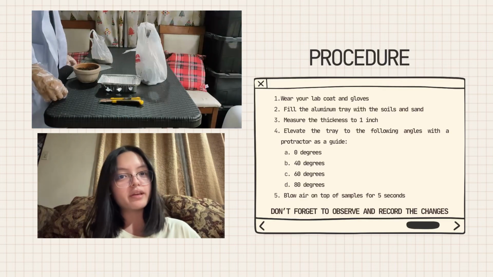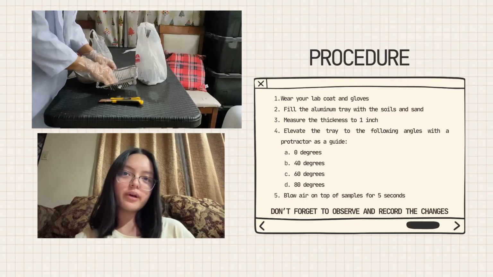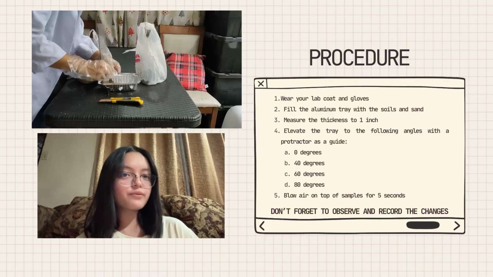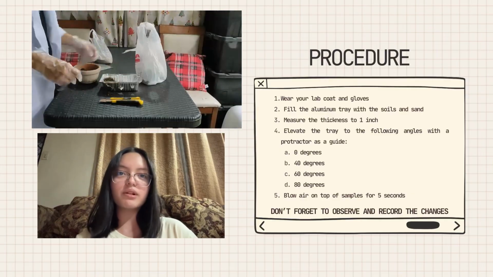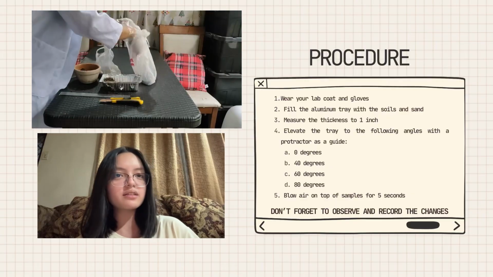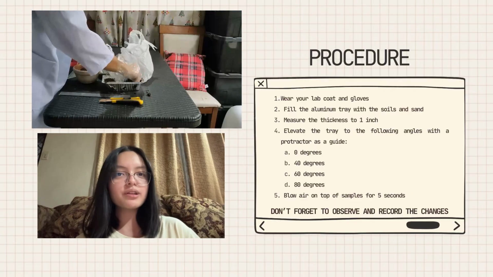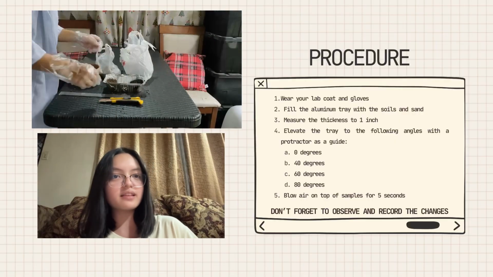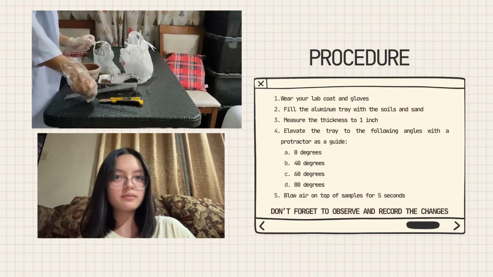To do this experiment, first, you need to fill the aluminum tray up with sand, loam soil, and rocky soil. Next, make sure to measure the thickness of each sample using a ruler while making sure that each sample comes to an equal flat height of 1 inch and is aligned with each hole from the aluminum tray. Next, elevate the tray from 0 degrees to 40, then 60, and then lastly, 80 degrees while using a protractor as a guide for the angles.